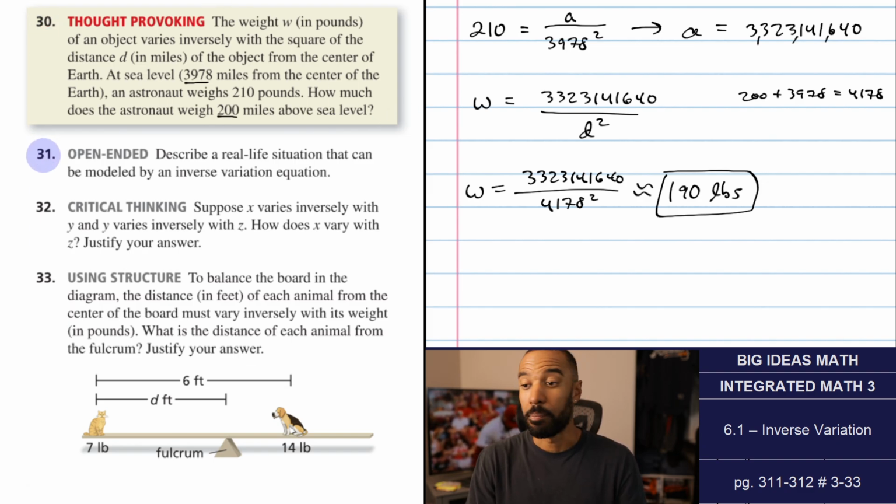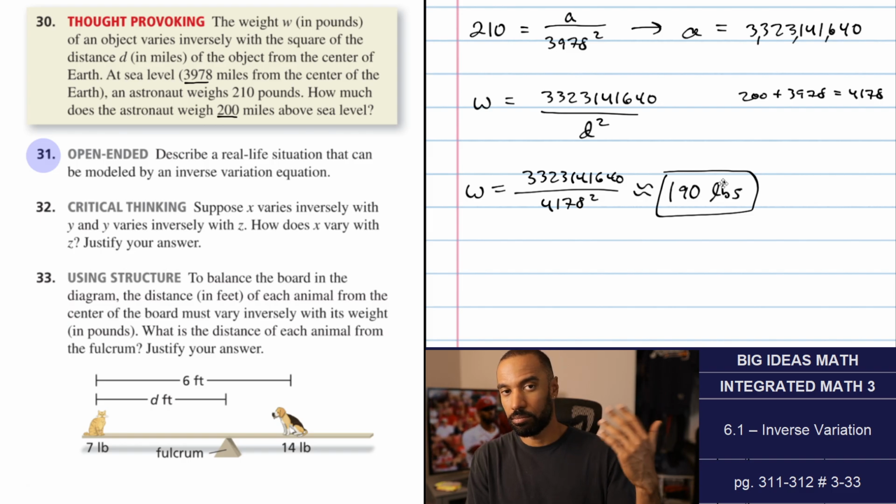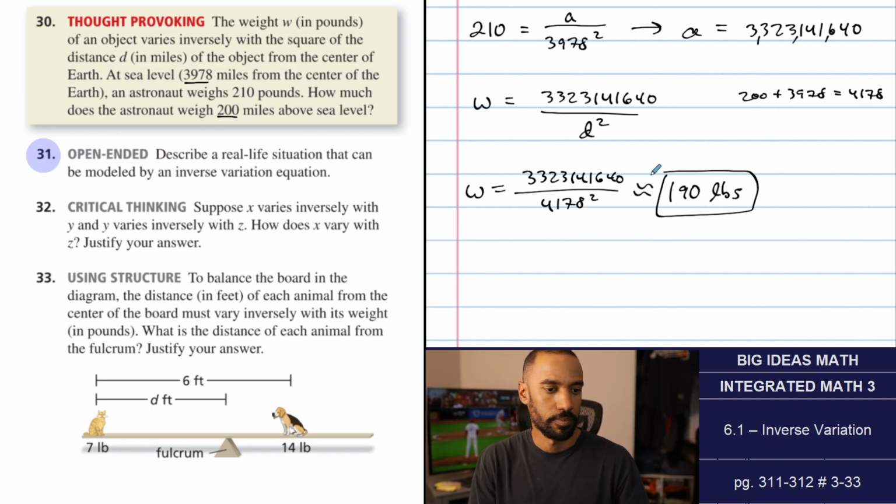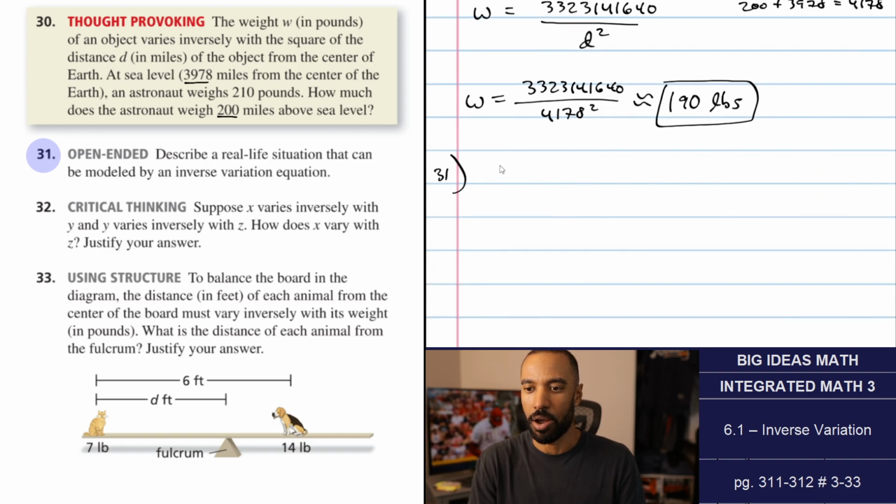By the way, it should be less weight being farther away. Okay. Number 31. Describe a real-life situation that can be modeled by an inverse variation equation. I don't see one later, which is what I was bringing up. I brought one up before.